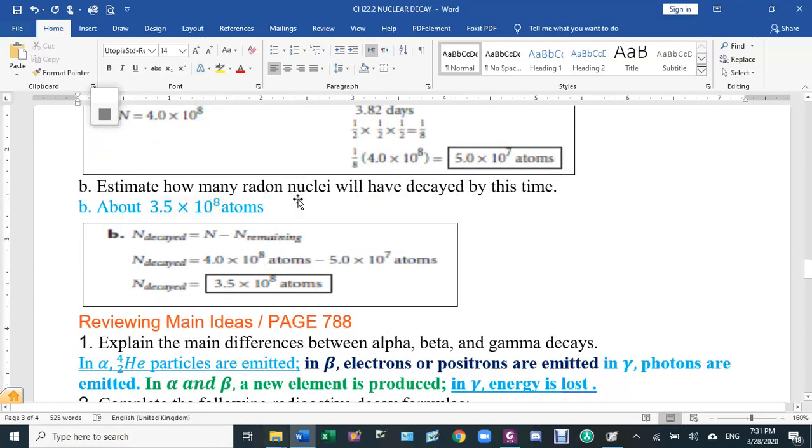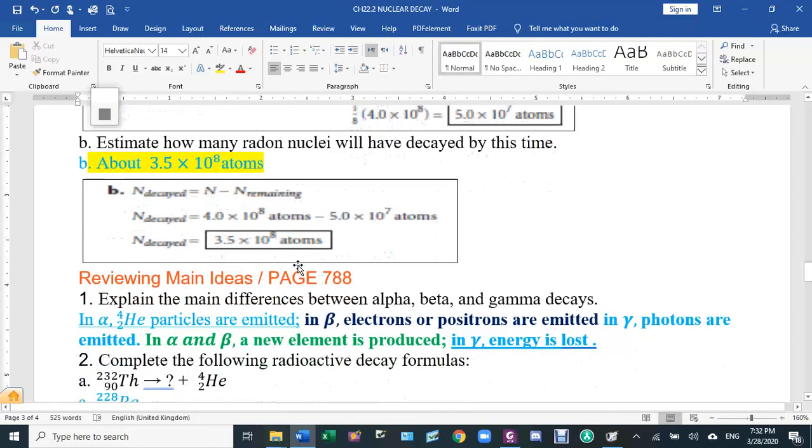Estimate how many radon nuclei will have decayed by this time. You have to get these answers. Decayed equals N minus N remaining. Decayed equals 4 multiplied by 10 power 8 atoms minus 5 multiplied by 10 power 7 atoms. Decayed equals 3.5 multiplied by 10 power 8 atoms.